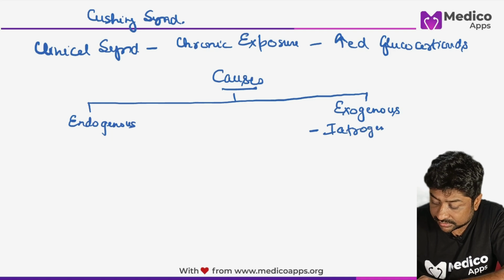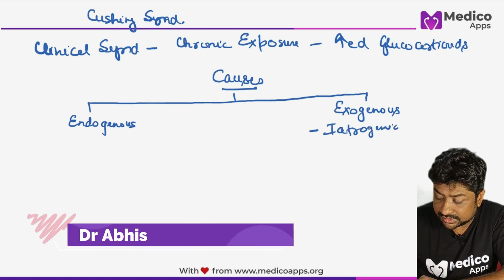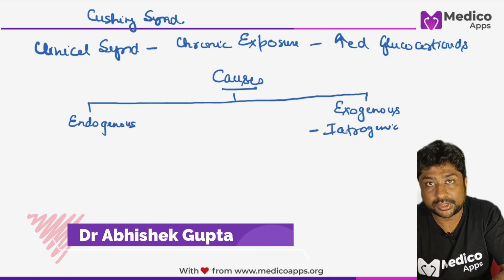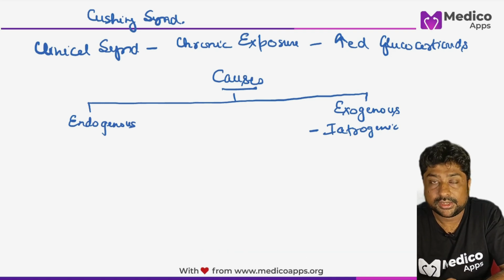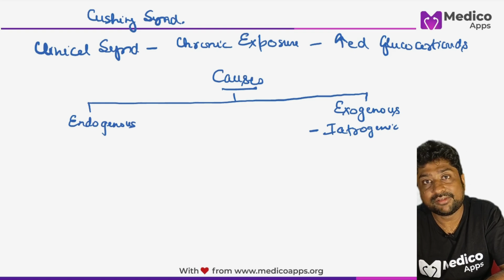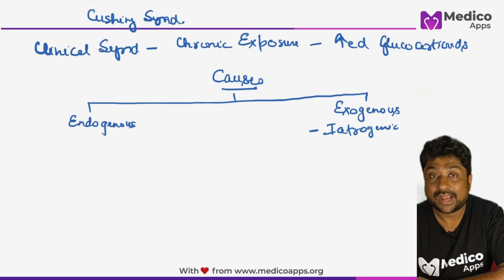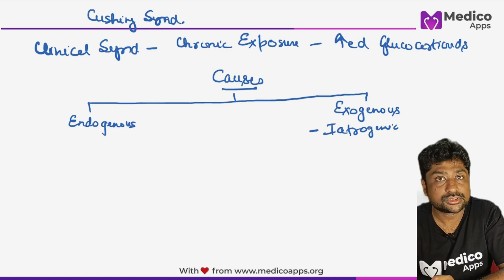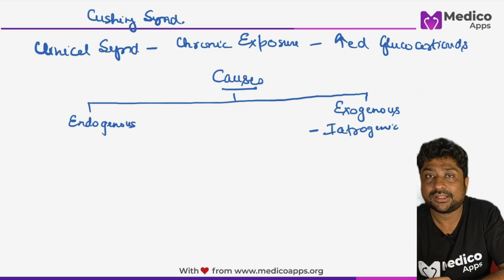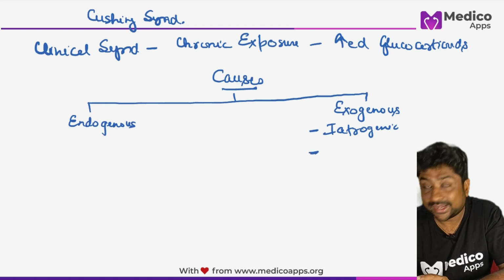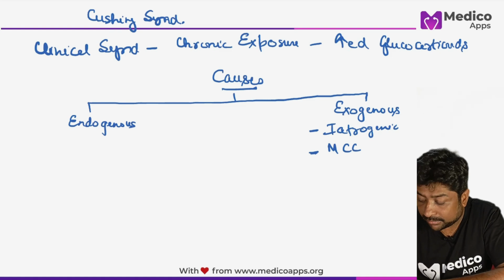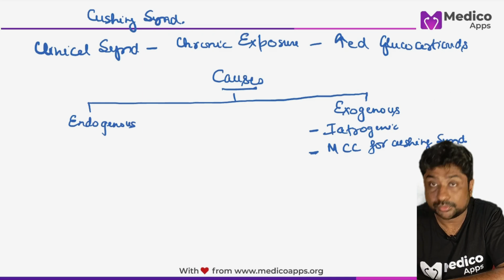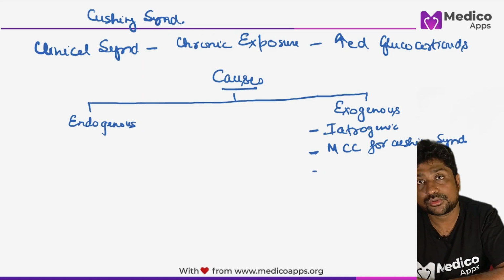Exogenous is basically iatrogenic, which means we have prescribed steroid for some particular condition like nephrotic syndrome or any other autoimmune disorder, and because of the side effect of that steroid which we have given for a very long time, the patient starts developing symptoms of Cushing syndrome. Or maybe he's taking some ayurvedic supplement which has steroids in it and the person is using it for a very long time. That again comes under the exogenous category. And remember, overall, exogenous causes are the most common cause of Cushing syndrome.